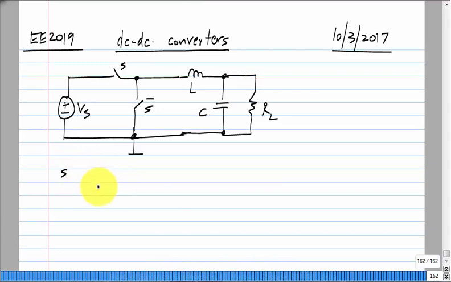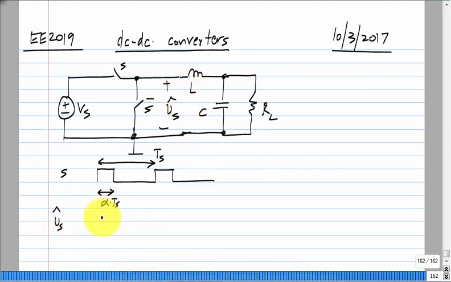So the waveform S looks like this, where this is alpha times the period and this is the period, and S bar is just the complement of this. The voltage here, if I call that Vs hat, has exactly the same shape. It is equal to Vs for a duration alpha Ts and equal to 0 for the remaining period.